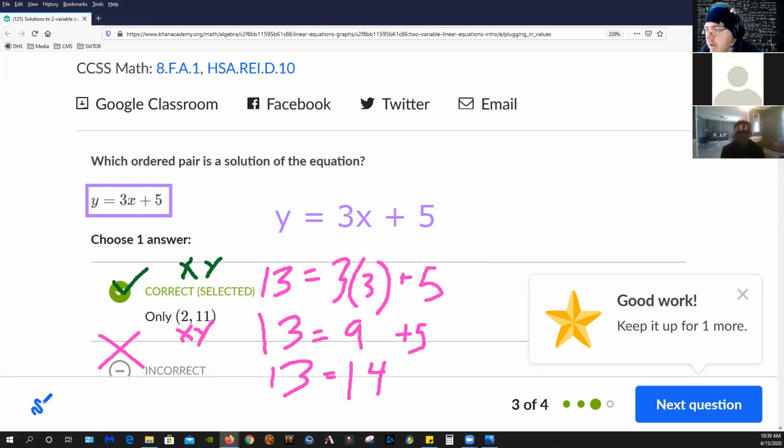Yeah, double check that, chat. If you message me saying that both are true, be wary. 3 times 3 is 9, and 9 plus 5 is 14, which is definitely not 13.